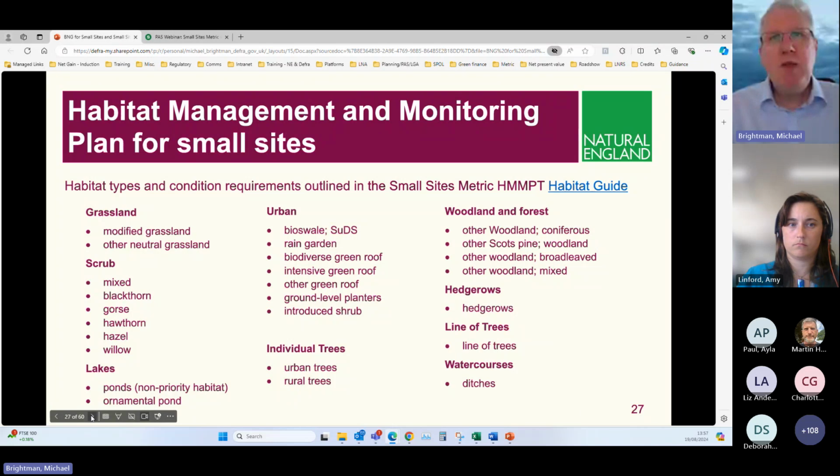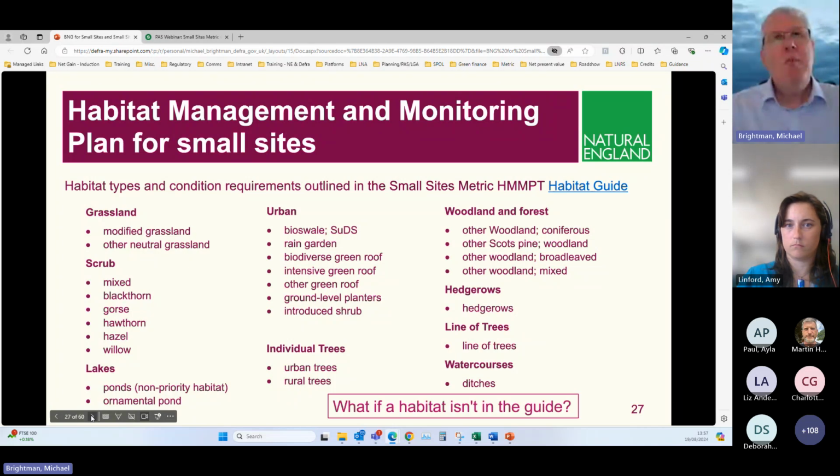Where they're not present on this list, the suggestion from Natural England is that that habitat type requires more complex oversight, and therefore an ecologist should be informed. So when you're reviewing a small sites metric as an LPA, if there's a habitat type that isn't in the habitat guide, the suggestion to you would be to ask the developer to provide ecological advice.